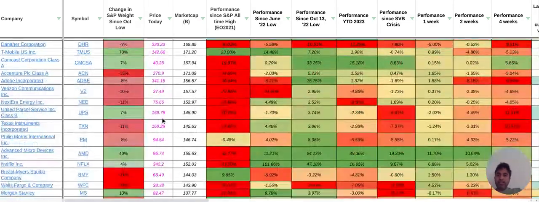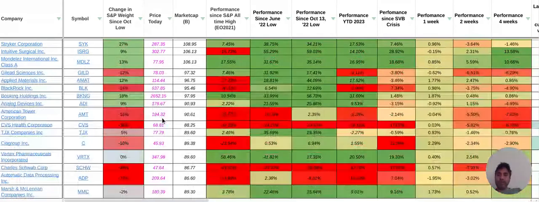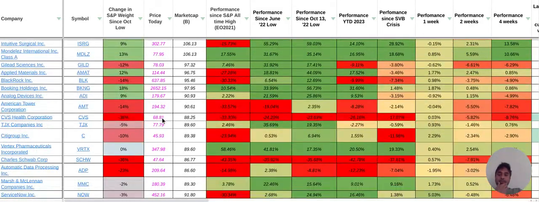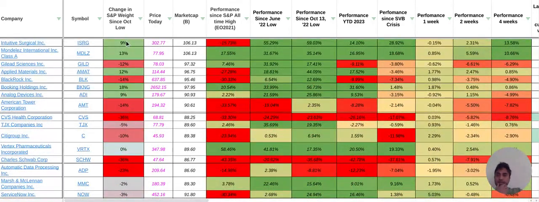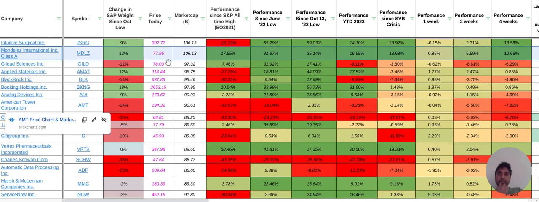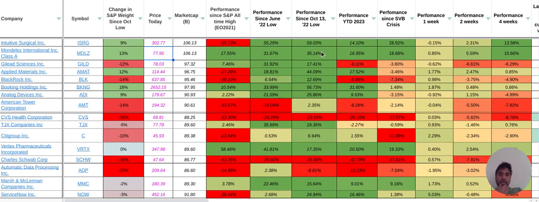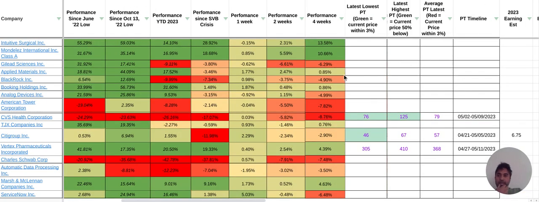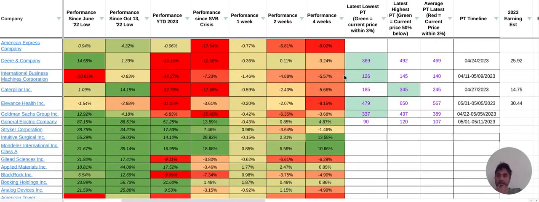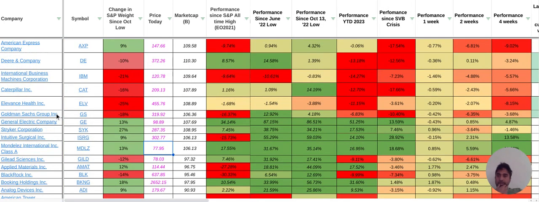That's one way to put it. And then let's see where everything is green. You'll find everything is green in the small caps, especially small and mid caps. For example, let's take a look at Mondelez. What does Mondelez do? They're the beverage producers, right? They're $77 right now. I don't have a price target for this one, unfortunately. Let's take a look at something else.